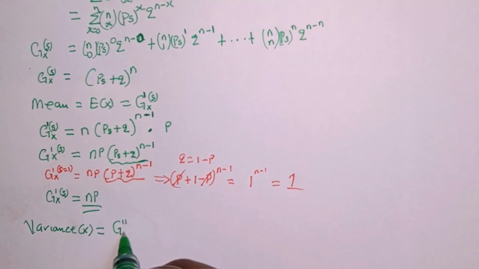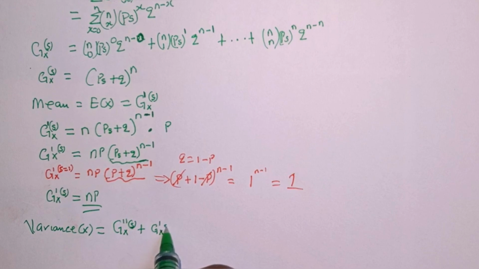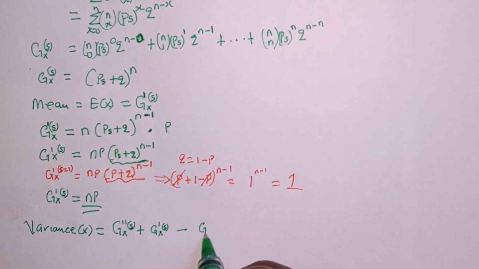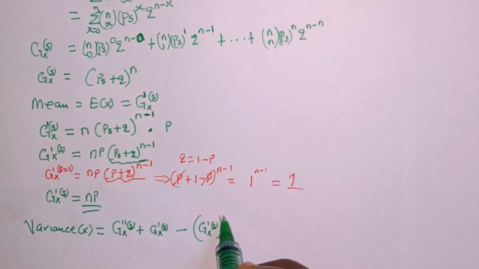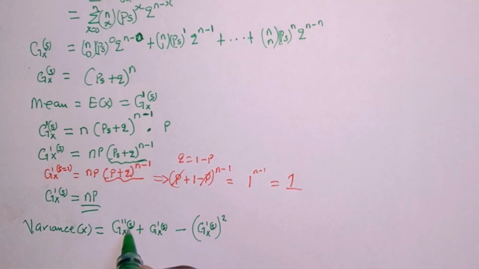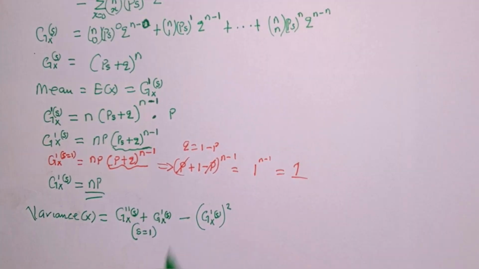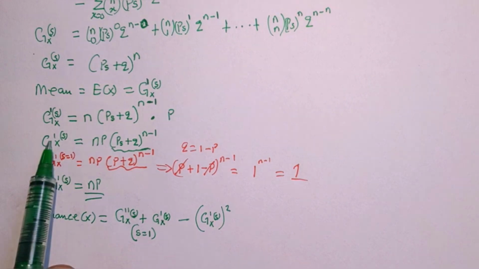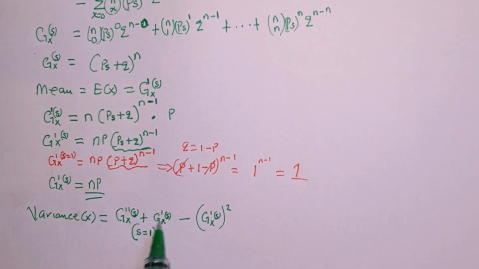g second derivative of x at s plus g first derivative of x at s minus g first derivative of x at s, all raised to the power of 2. So this is the variance. Recall that all these are evaluated at s equal to 1. You remember we have solved for g first derivative already, so we have what we are going to substitute here and here.